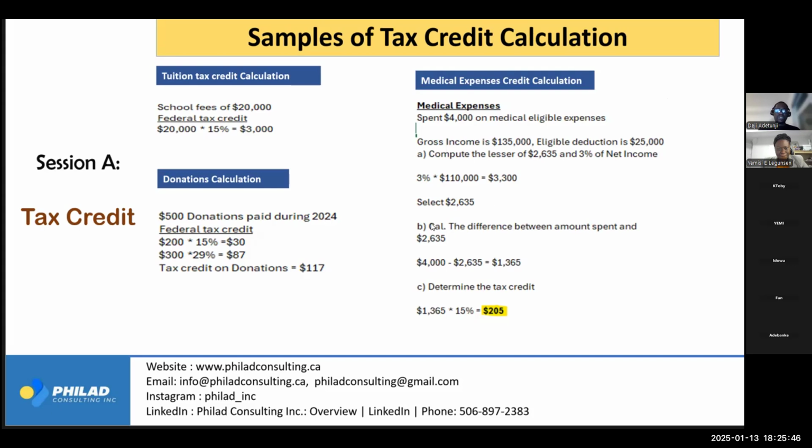That's step A. Now step two: let me calculate the difference between the amount I spent and the lesser amount. I spent $4,000 in 2024, and the lesser amount is 2,600. So I have an eligible amount of 1,365. Now, what's the actual dollar impact? 15% of 1,365 is $205. At the end of the day, I spent $4,000 on medical expenses, and it's only $205 that is going to reduce my tax payable or increase my tax refund.